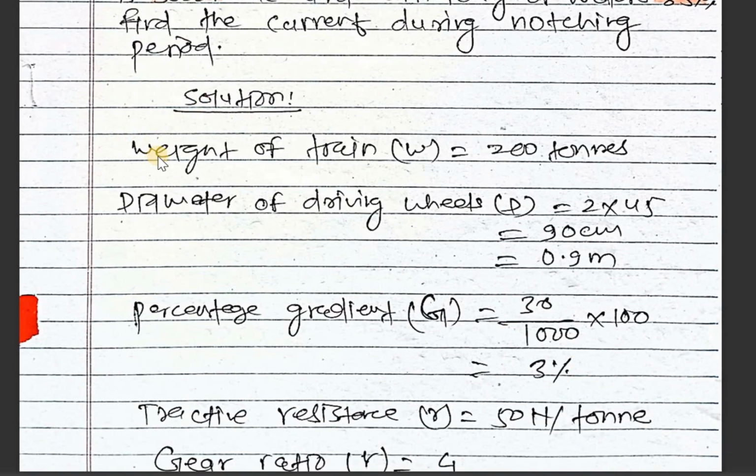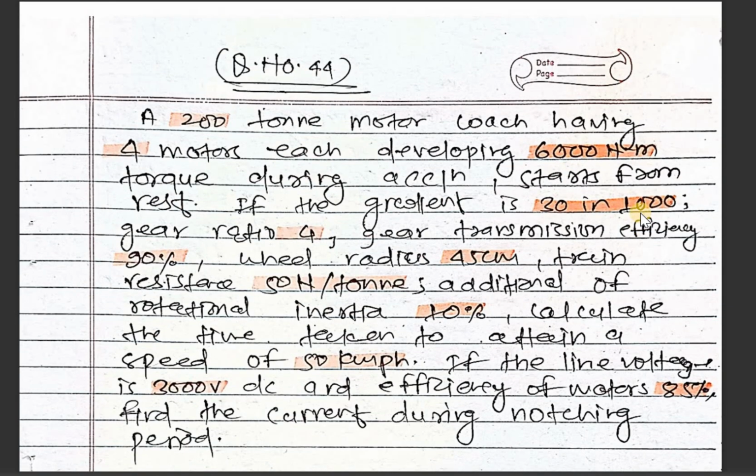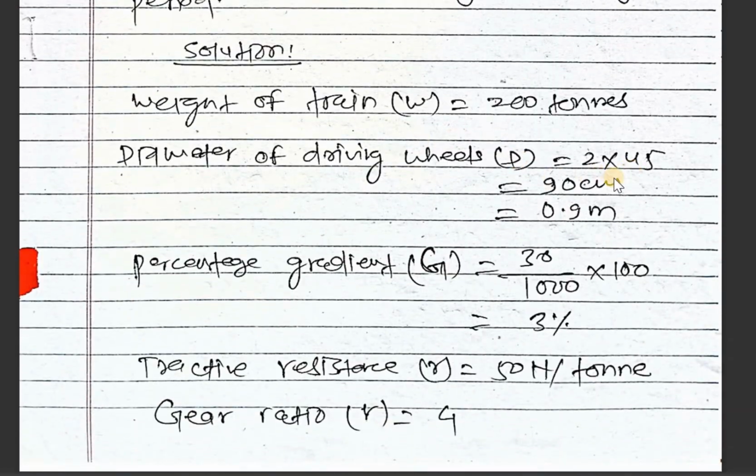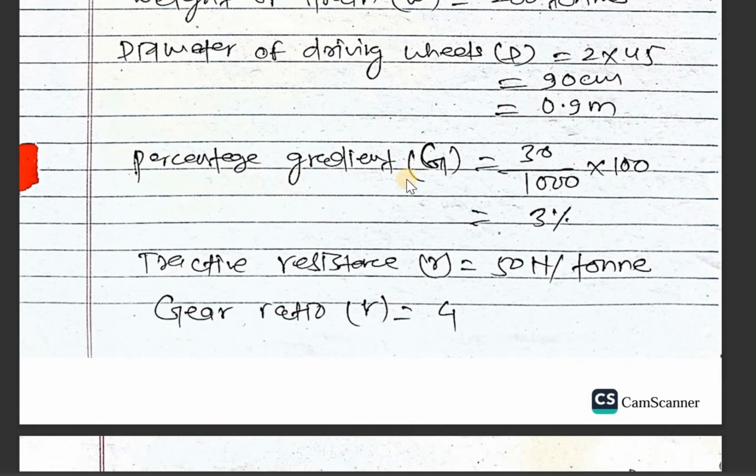Solution. First of all, write all the given data. Weight of train W equal to 200 tons. Diameter of driving wheel D equal to 2 into 45. This is wheel diameter, so this is the radius. So diameter equal to 2 into 45, that is 90 centimeter, 0.9 meter.